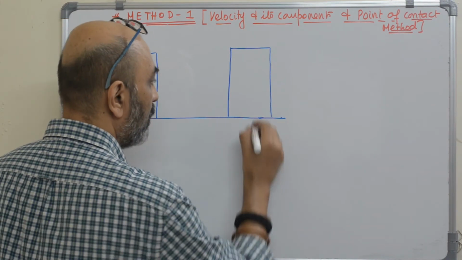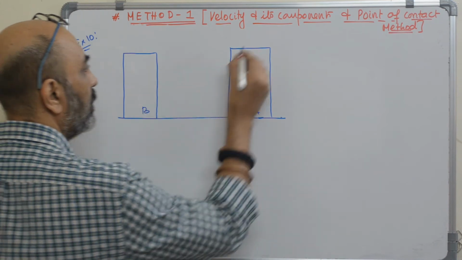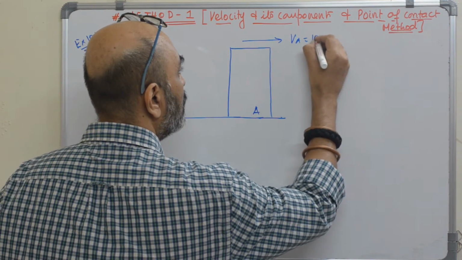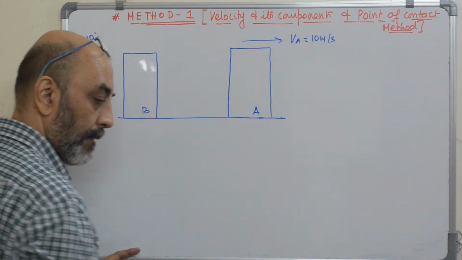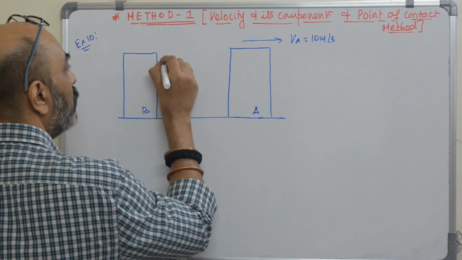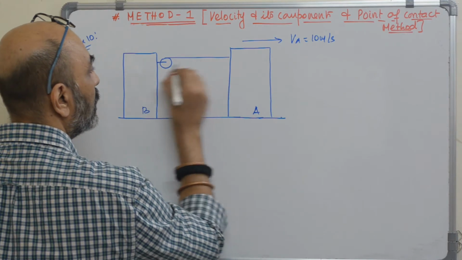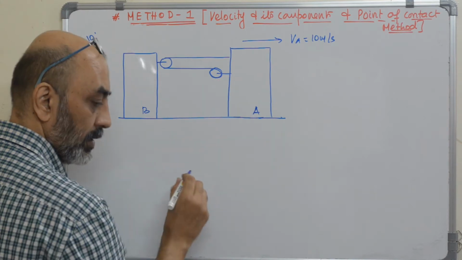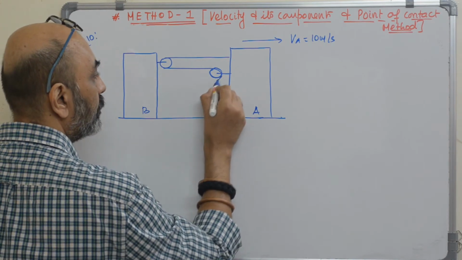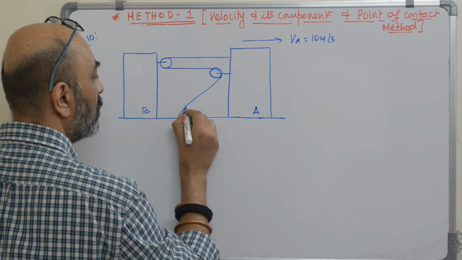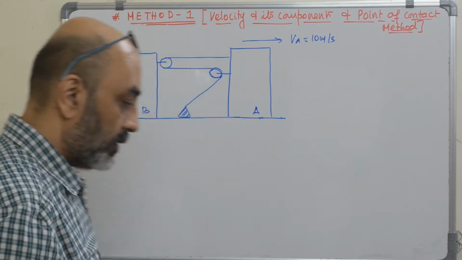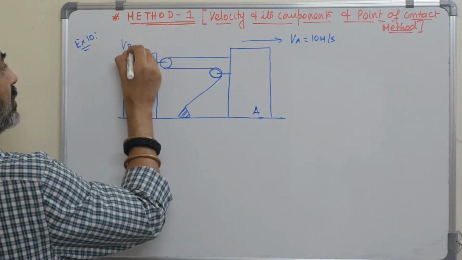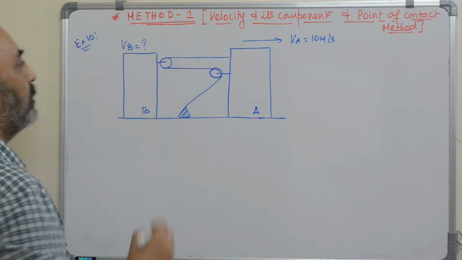Okay, this is block A, that is block B. Block A is moving in that direction with a speed of 10 meter per second. We have a pulley here, there, and it is connected to a rigid support. यही है ना? अच्छा. So question is, what is the velocity of B?